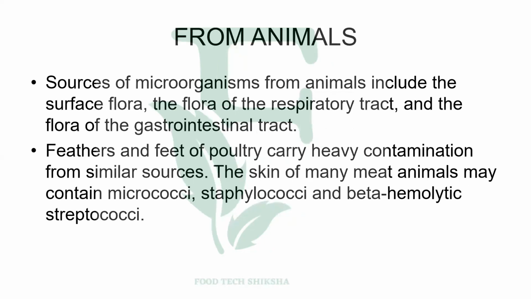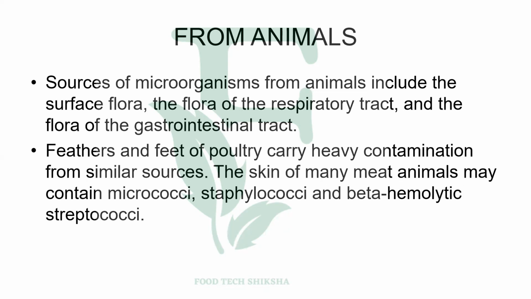Now if we talk about contamination from animals, the sources of microorganisms from animals include the surface flora, the flora of the respiratory tract, and the flora of the gastrointestinal tract. The surface contains a number of microbes. However, there are microbes which are present internally as well. There is a flora of the respiratory tract and the flora of the gastrointestinal tract, which contains a huge population of microbes.